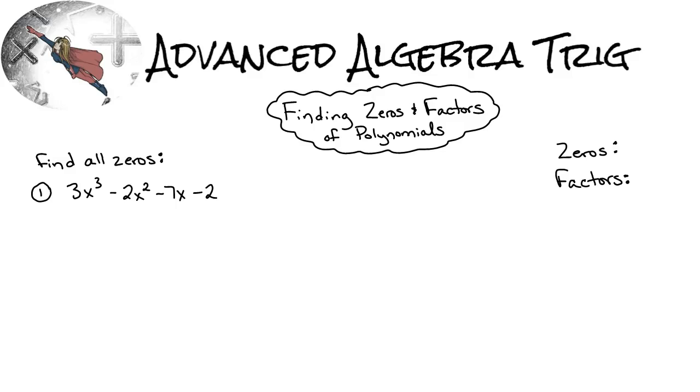Good morning, everybody. I have examples here of polynomials where you're supposed to find zeros and factors of the polynomials. And you do this by synthetic division is one of the steps. So let's do a little review here.